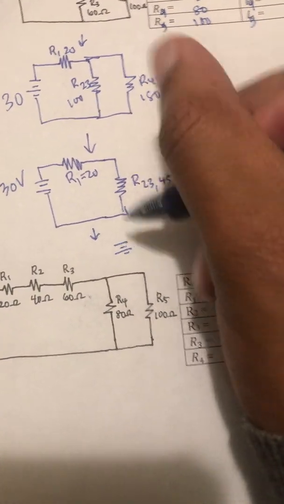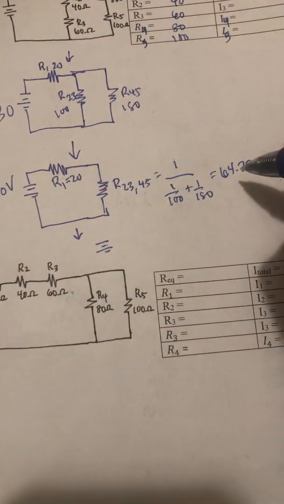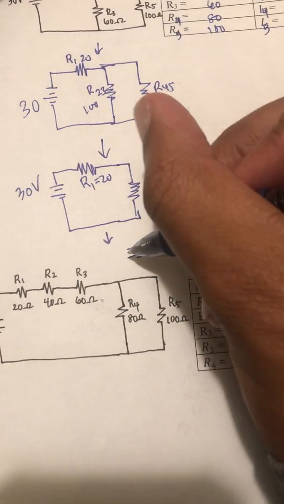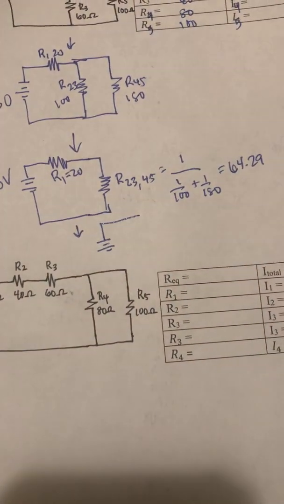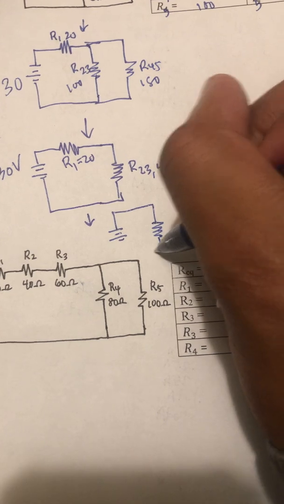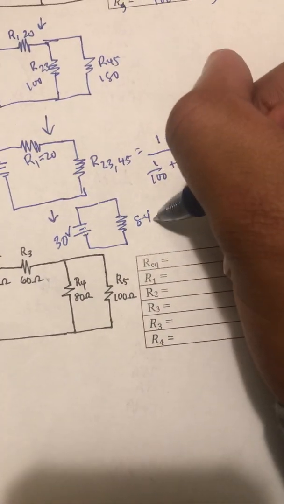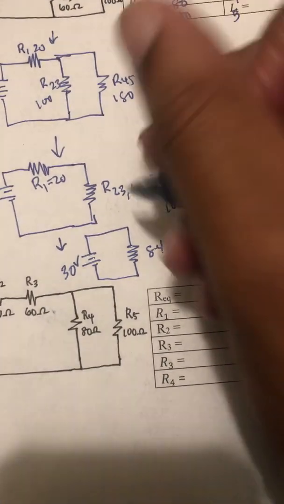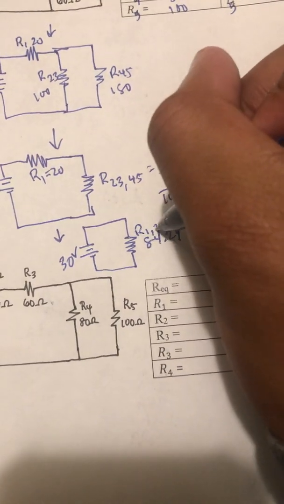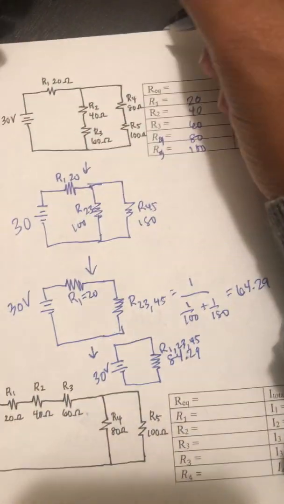So since these are in series, because they're on the same wire now, I'm going to do 64.29 plus 20, which gives me 84.29. And that's going to be R1, comma 2, 3, comma 4, 5. All right, so my equivalent resistance is 84.29.